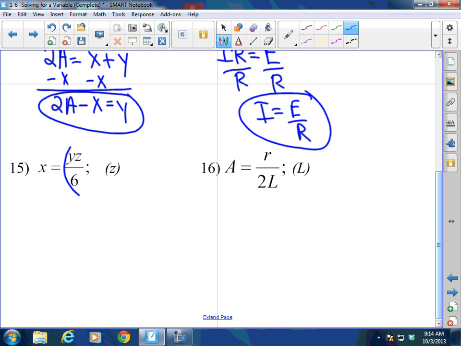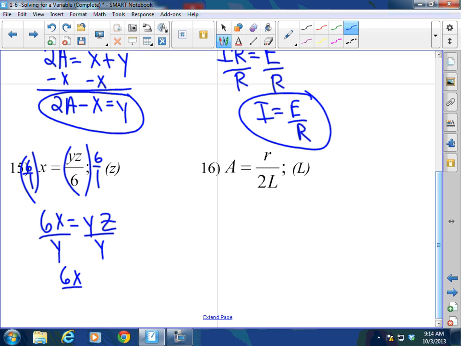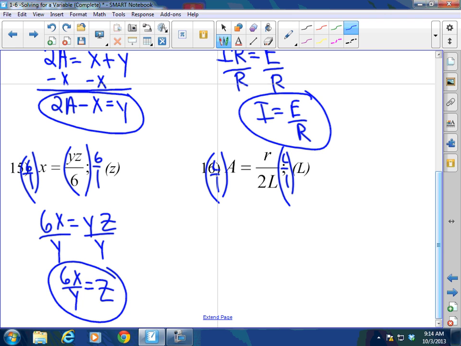I want to solve for z, so I'm going to multiply by 6 over 1, giving me 6x equals yz. I want to divide y to both sides because that's how I cancel multiplication. 6x over y equals z. Done. Here I want to solve for L. So I'm going to multiply L over 1 to both sides. So I have AL equals R over 2. You with me, guys? Yes.